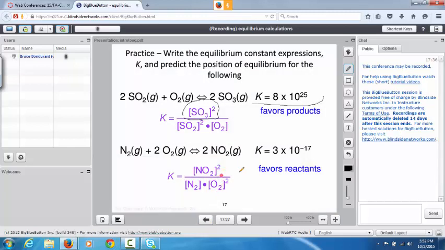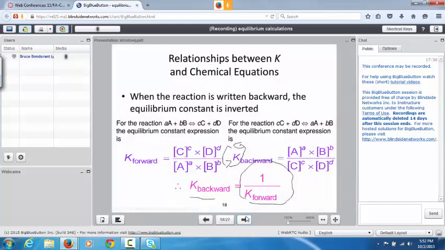So you could say that if we had the reaction, say 2NO2 goes to 2O2 plus N2, this would now be 1 over 3 times 10 to the negative 17th, which is a very big number. And of course that means that there would be more O2 and N2 than there is NO2 in the reaction mixture at equilibrium.